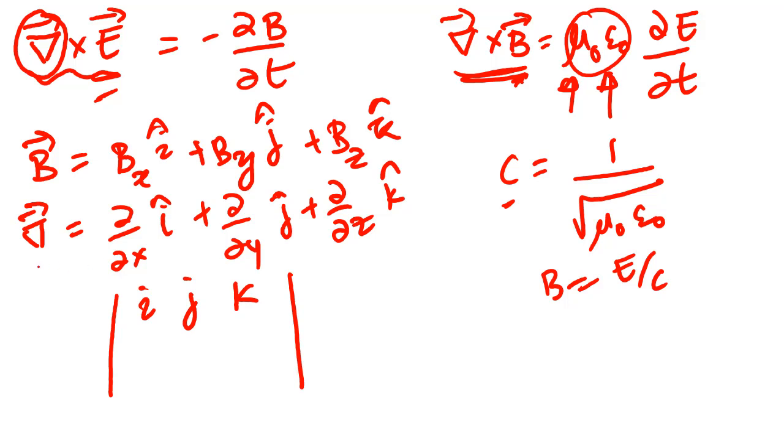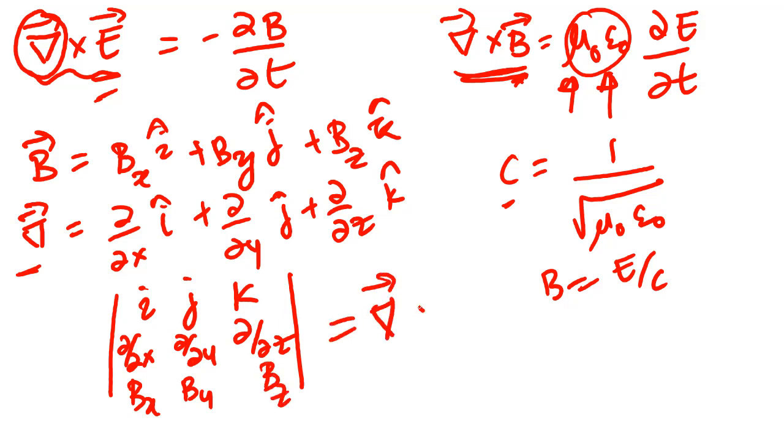And basically the curl is ∂/∂x, ∂/∂y, ∂/∂z, and the components of B: Bx, By, Bz. This determinant will give you the curl of B. If you have any other vector, for example, instead of the magnetic field, if you have the electric field, instead of Bx, By, and Bz, you would simply plug in Ex, Ey, and Ez.